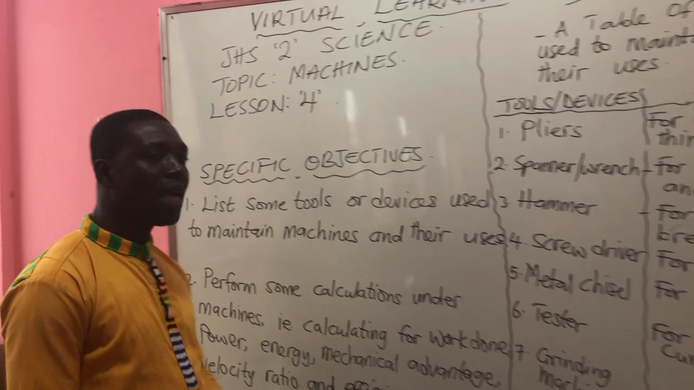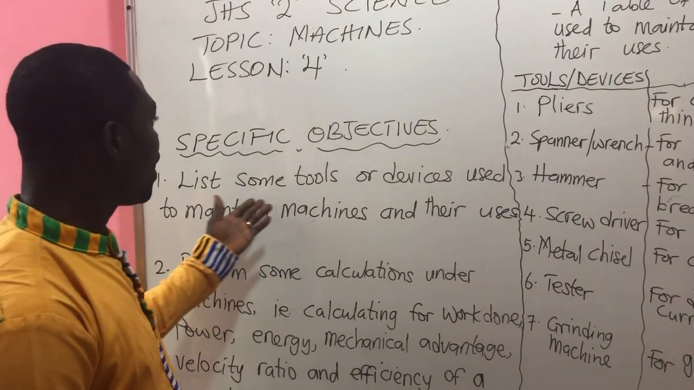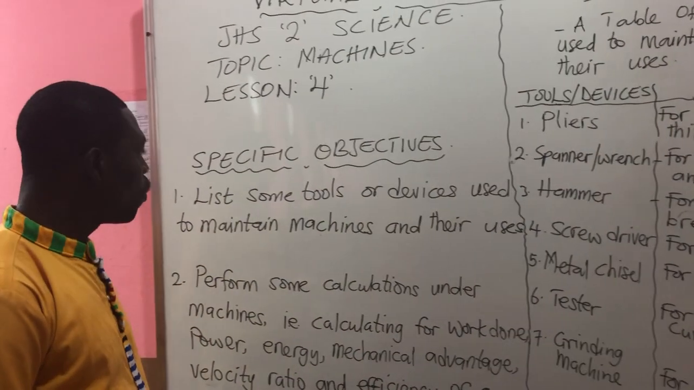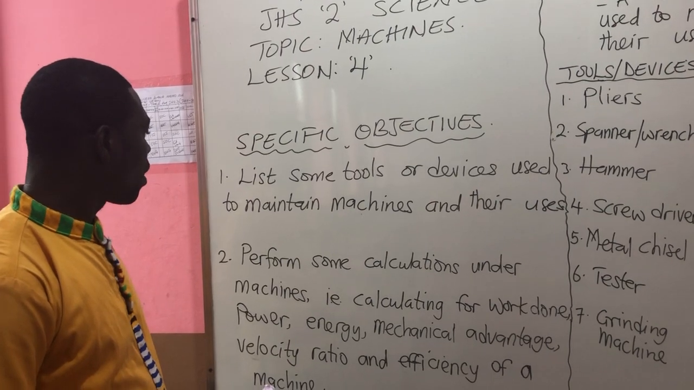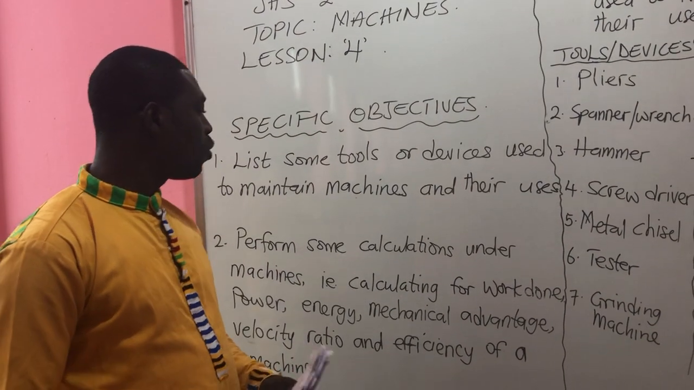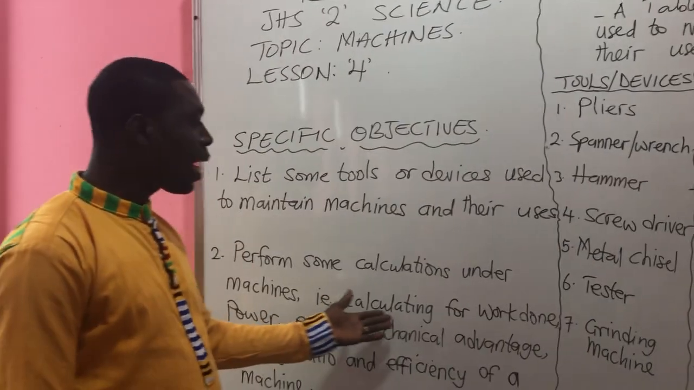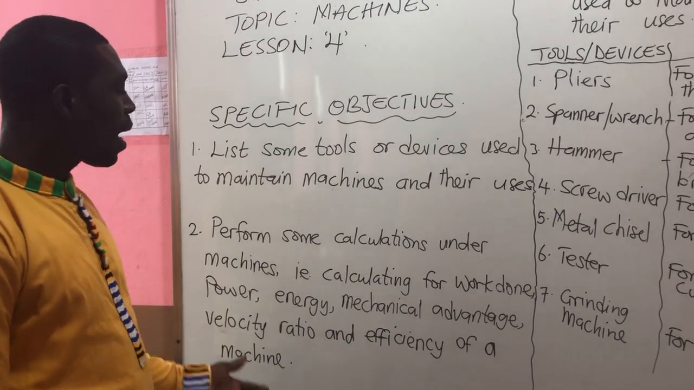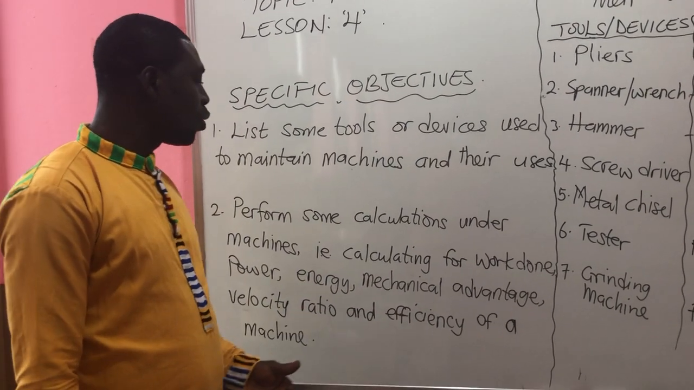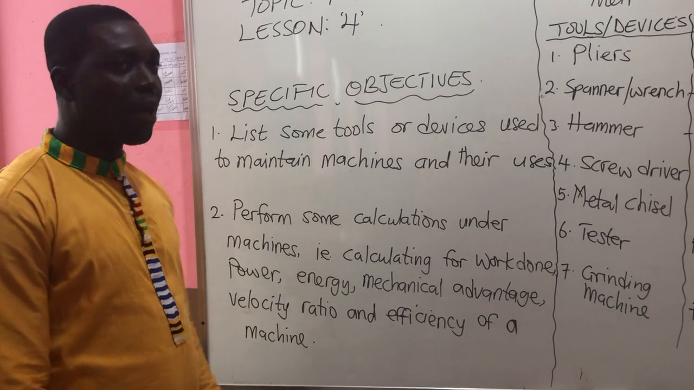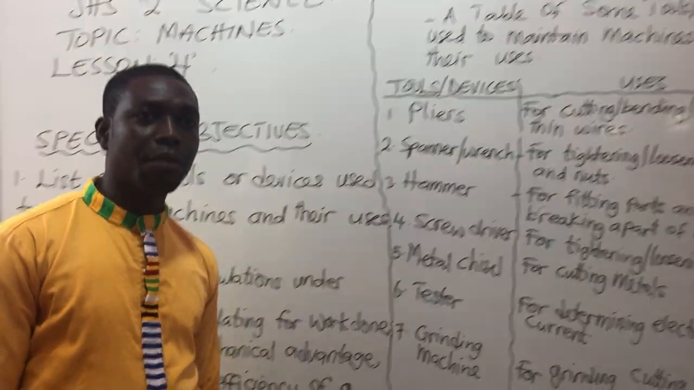So I will continue to urge you to stay focused so that by the end of the lesson, you should be able to list some tools or devices used to maintain machines and their uses as well. And finally, you should be able to perform some calculations under machines, that is calculating for work done, power, energy, mechanical advantage, velocity ratio, and efficiency of a machine. So this is what we are expecting to achieve at the end of this lesson.